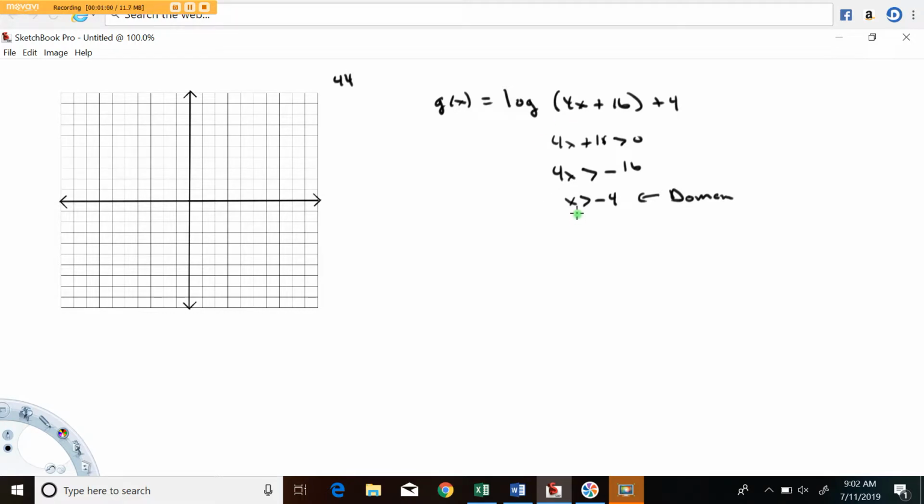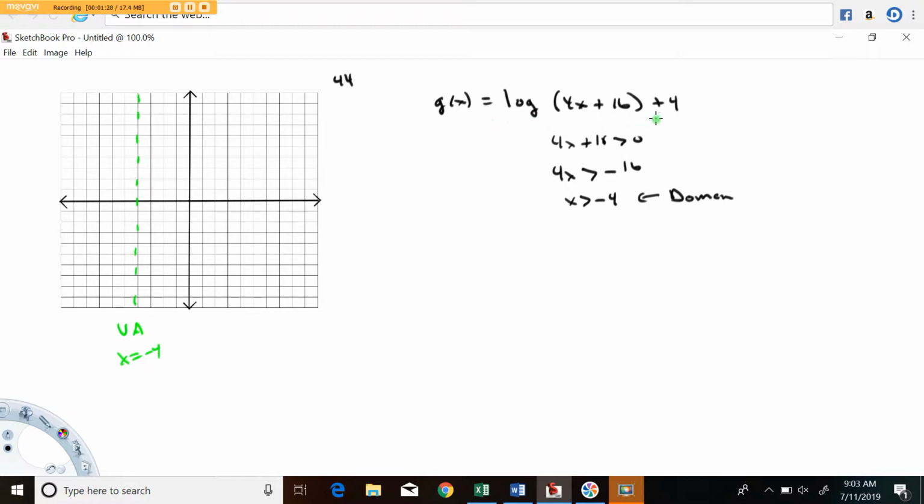of negative 4. Now remember, with logarithmic functions, when this is equal to 0, you get a vertical asymptote. So the equal 0 part will be at negative 4. I'm going to go ahead and put a green line there: 1, 2, 3, 4. So here's my vertical asymptote for this function. Vertical asymptotes are wonderful graphing aids. Okay, a vertical asymptote at x equals minus 4.